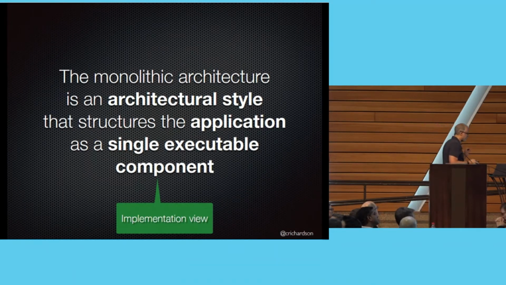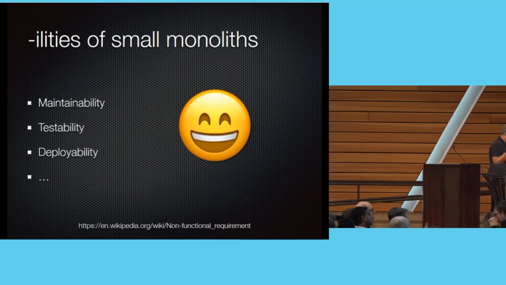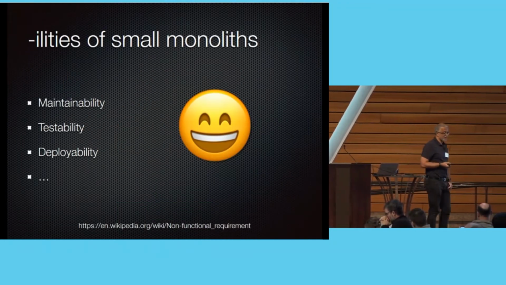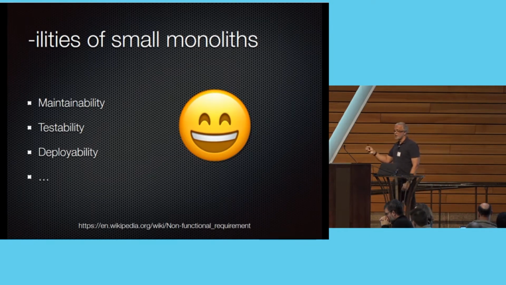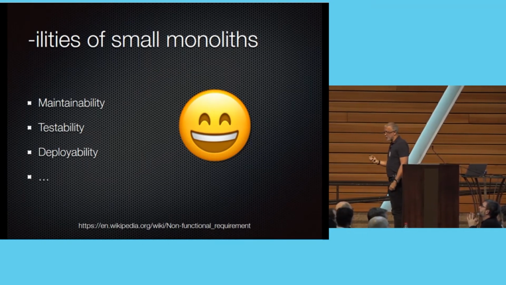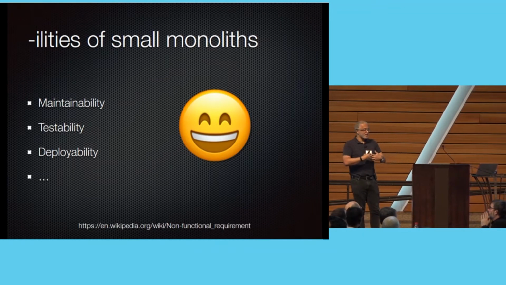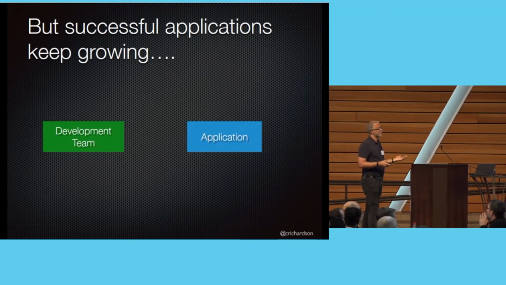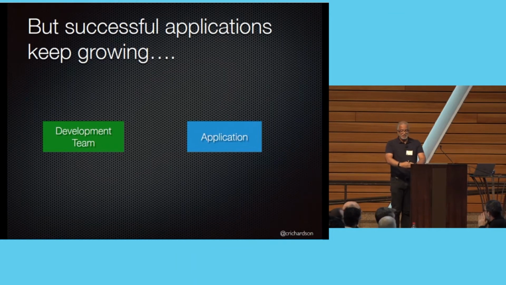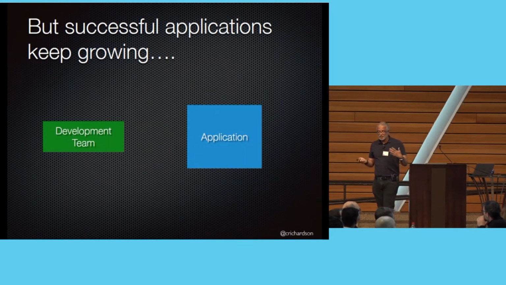But this is not necessarily bad, because if you've got a small-ish monolithic application, you can still develop and deploy it quickly. It has good maintainability, testability, and deployability. The problem is that successful applications have a habit of growing. In the beginning, it's small: you've got a small team, a small application, and high development velocity. But the application will just get bigger and bigger over time.